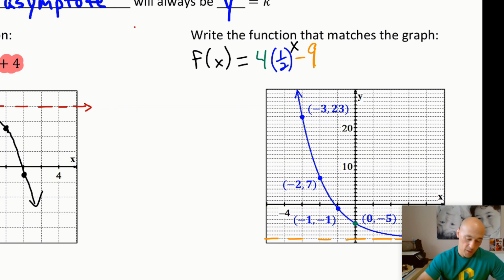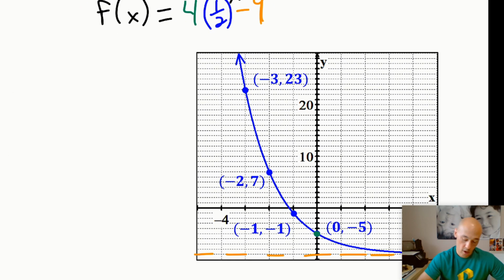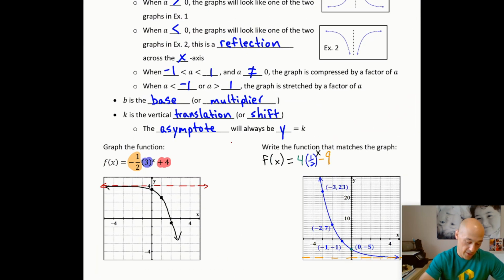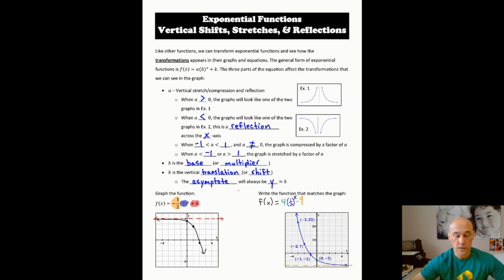So working backwards there is pretty important. When you're given the graph, you start with the k value, and when you are given the equation, you ignore the k value. And that is vertical shifts, stretches, and reflections in exponential functions.